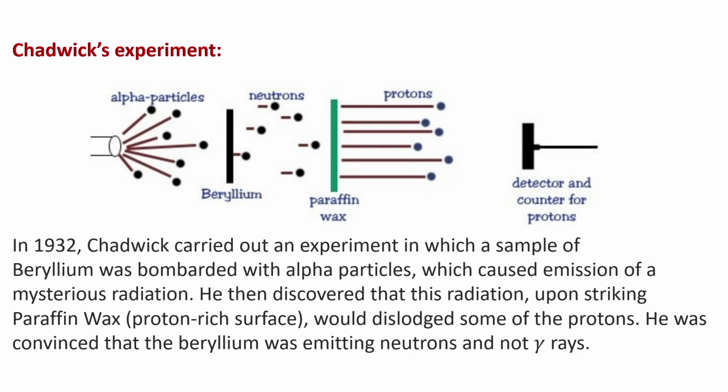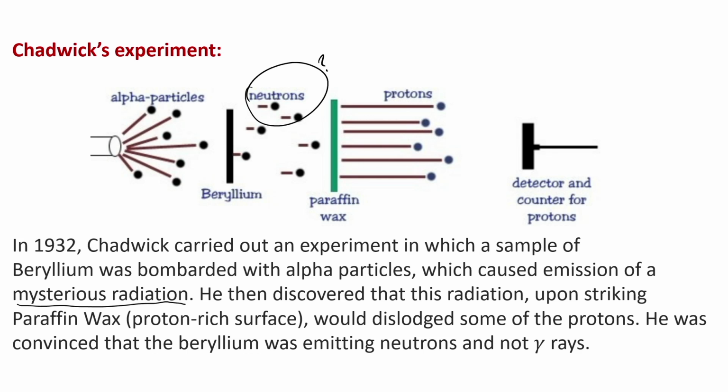So, in 1932 Chadwick carried out this experiment in which a sample of beryllium was bombarded with alpha particles, which caused emission of this mysterious radiation. The neutron was not very well known at that time, so one could only call it a mysterious radiation. And initially, of course, he thought that it is gamma radiation. Gamma radiation is nothing but a kind of electromagnetic radiation.